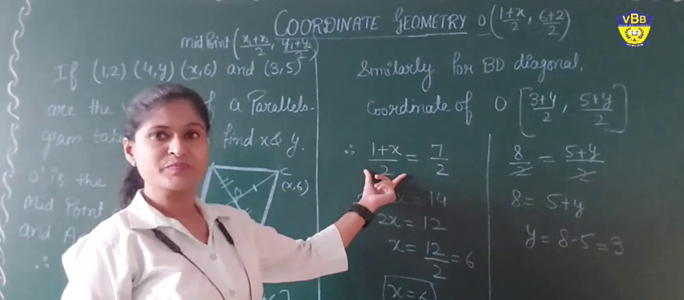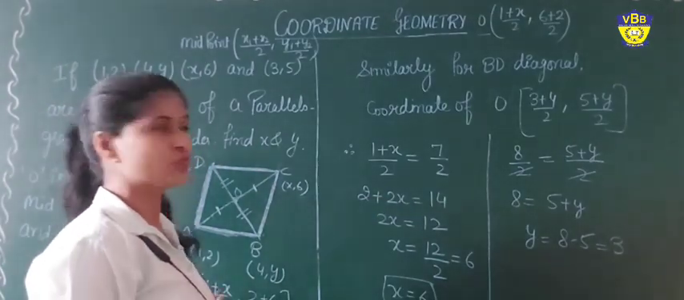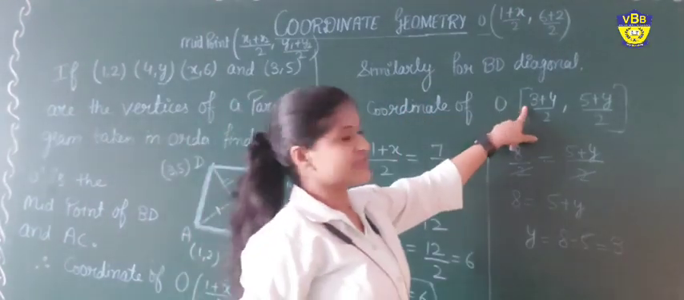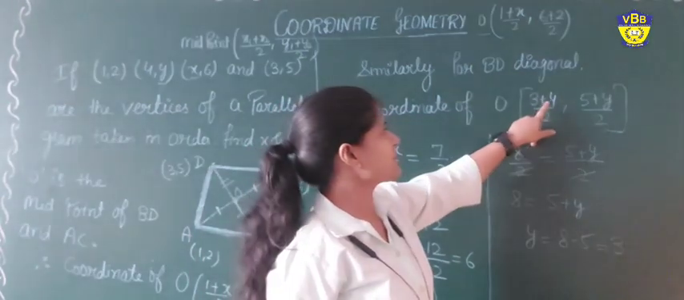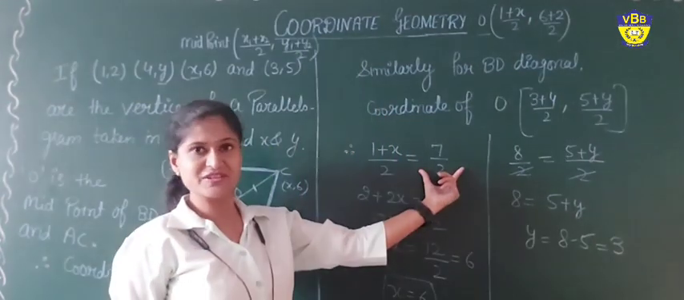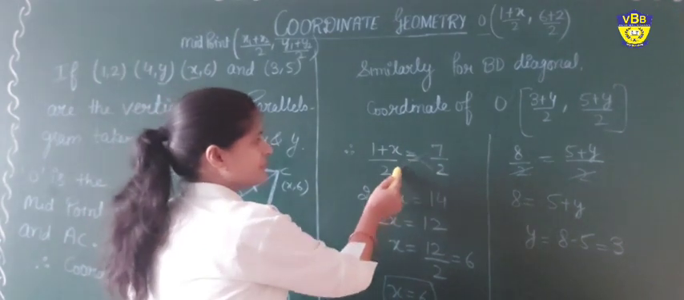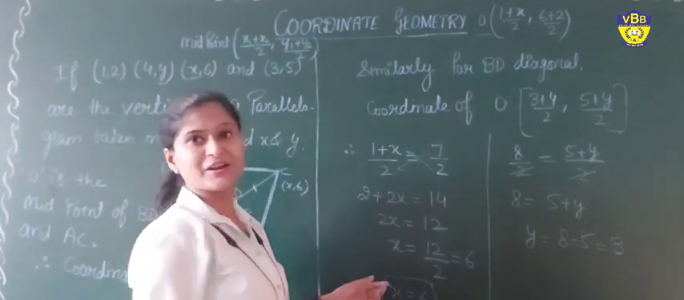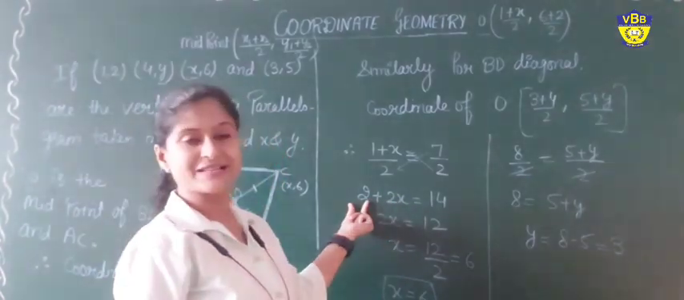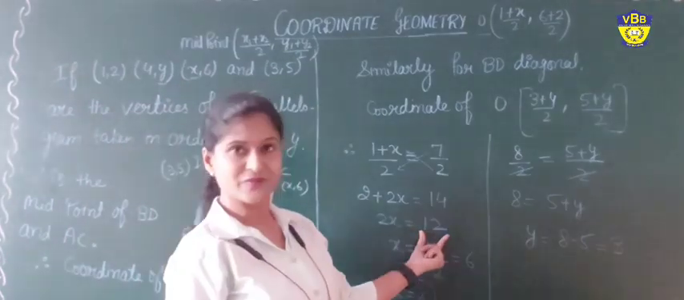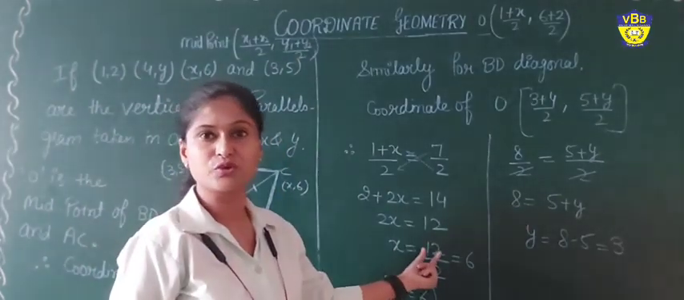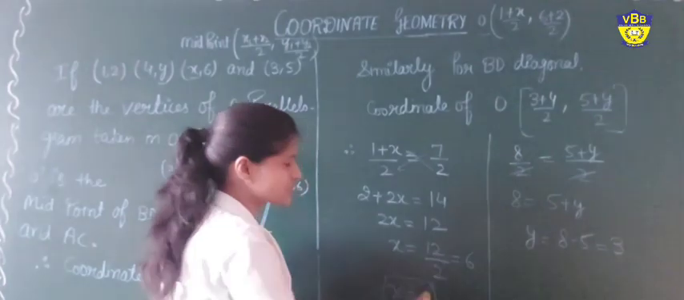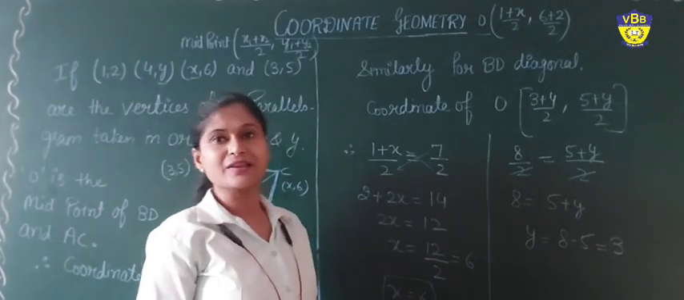We are equating these two. The x coordinate, 1 plus x by 2, is equated with the other x coordinate, 3 plus 4 by 2, which is 7 by 2. Cross multiplying, 2 into 1 is 2, plus 2x, equals 7 twos are 14. When we transpose the plus 2, it becomes minus 2, so 2x is equal to 12. Transposing the multiplication makes it division, so the x value will be 6.